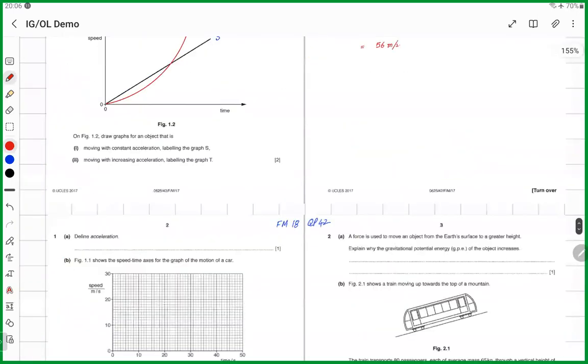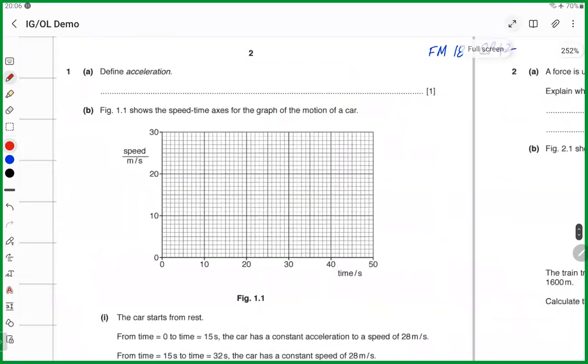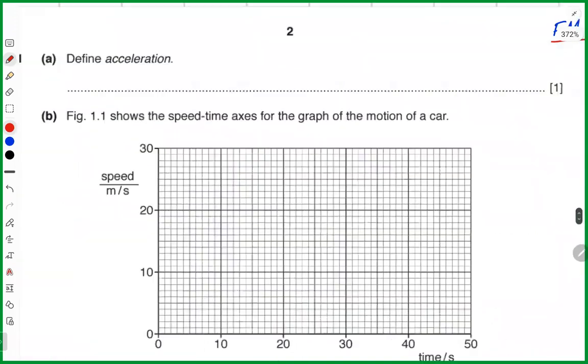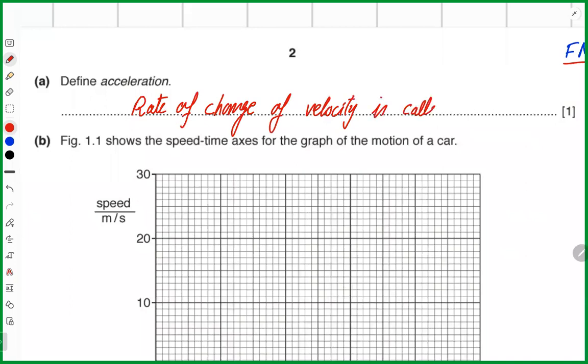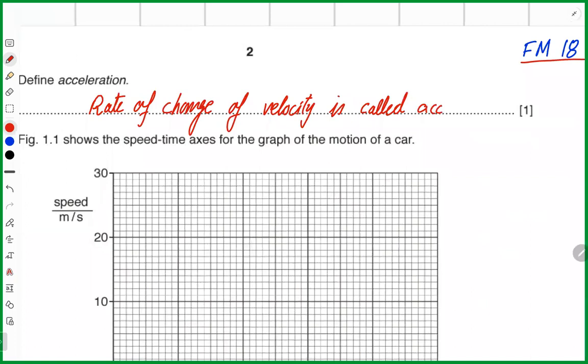Now, define acceleration. There's a new question. This question is from May June 18, paper 42. Question number 1. Define acceleration. The change in velocity, no, rate of change of velocity. Rate of change of velocity is called acceleration.